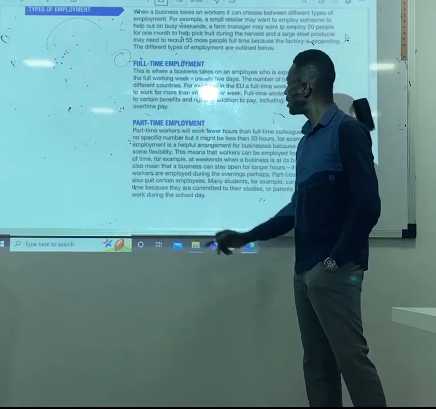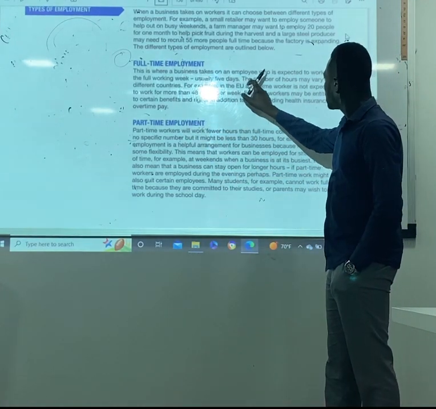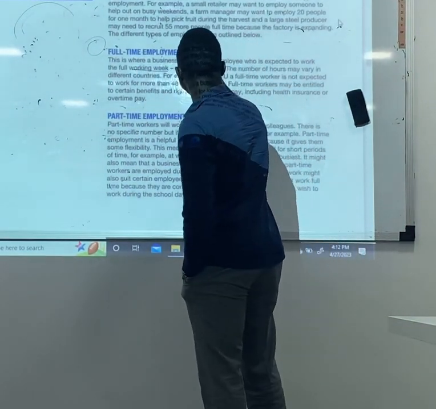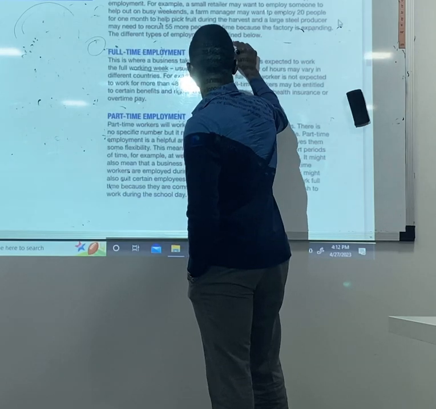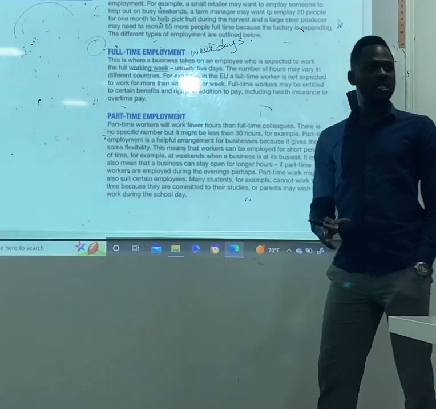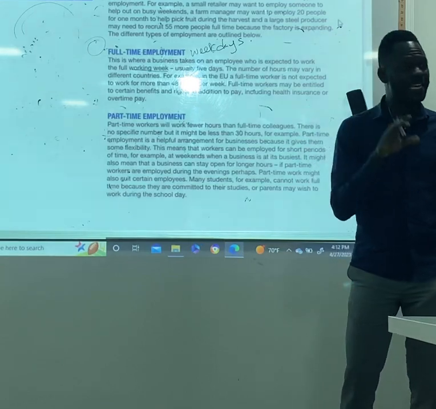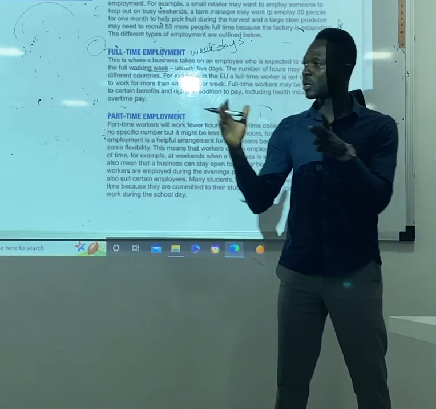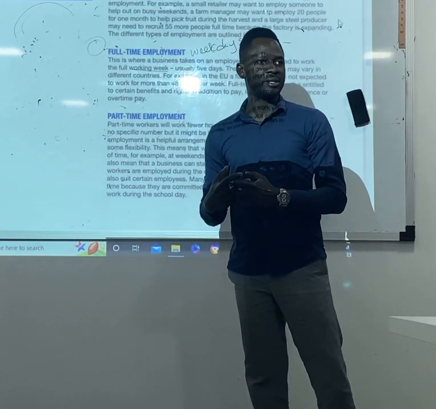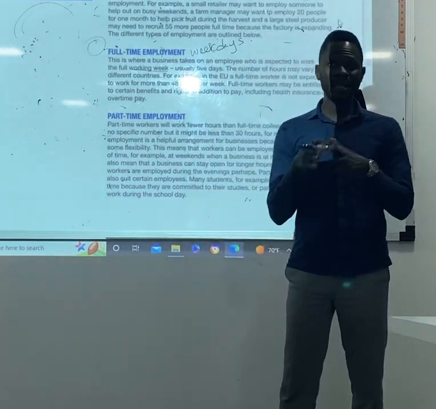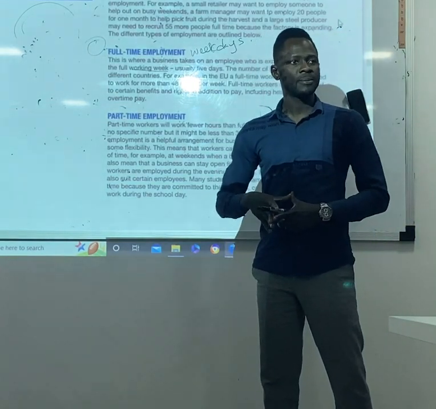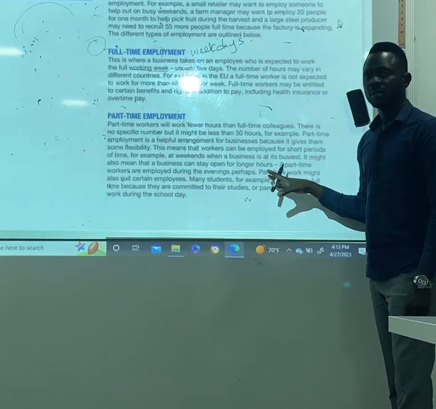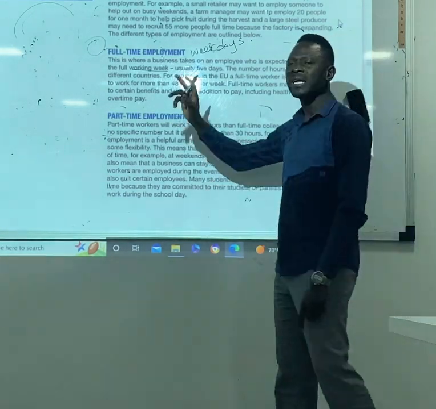So look at what they said. This is where a business takes on an employee who is expected to work the full working week. That means you are working through the weekdays. Do you get it? So that is full-time. You are engaged from 8 o'clock until maybe 4 o'clock, from the opening hour to the closing hour. Throughout the weekdays, you are expected to work. That makes you a full-time employee. Do we understand full-time employee? Yes. Then we go to part-time employment.